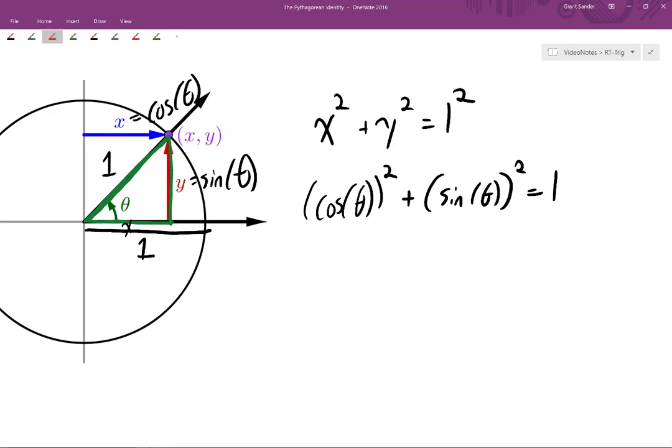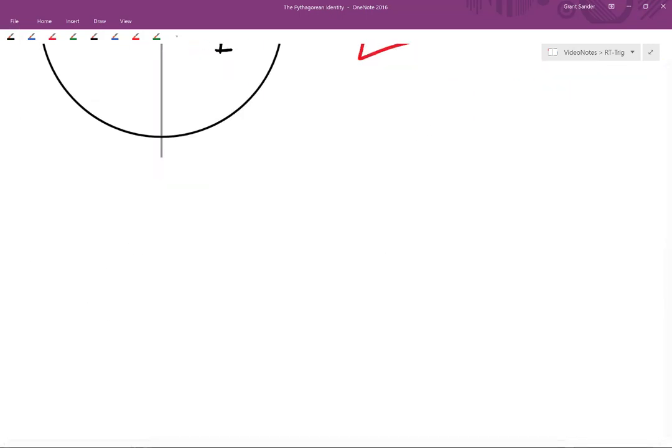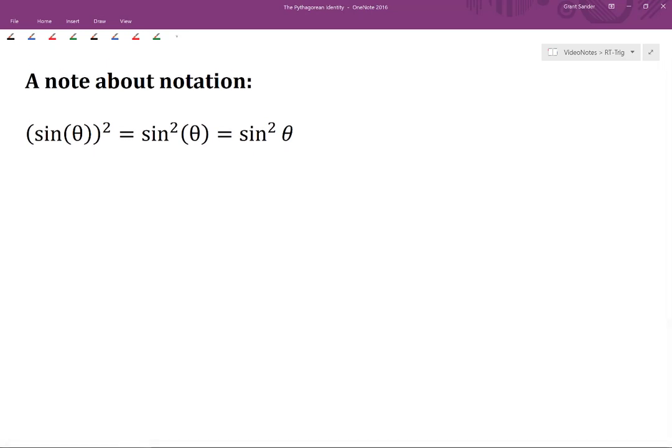So based on what we know about trigonometry and the Pythagorean theorem, we end up with this equation, which ends up being pretty important. This is what we call the Pythagorean identity. It's just a mixture of the Pythagorean theorem and using cosine and sine the way we know how to use them. So let's make one quick note about notation. In math, we tend to try to be as efficient as possible with our notation, but sometimes this ends up being a little confusing at first.